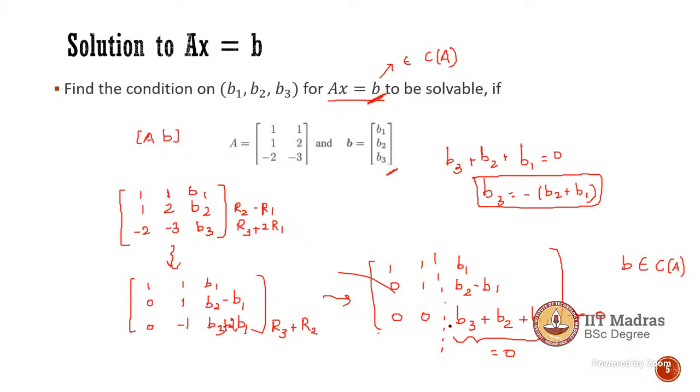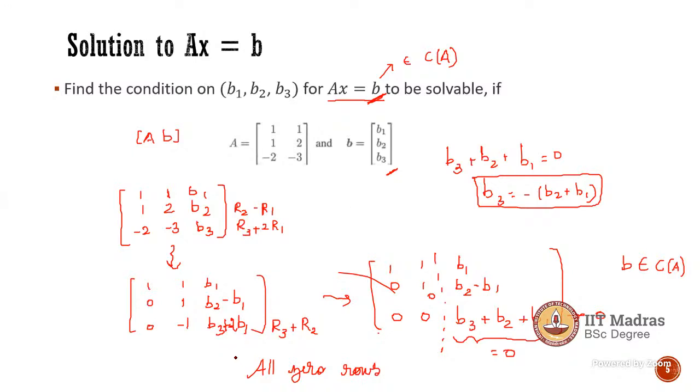At that time, we are trying to reduce this augmented matrix. In case there is an all-zero row here also, then you have two conditions: one is B2 minus B1 equal to 0, and this condition. The only thing is that we must get all-zero rows. That is your condition. Why do we know this? Because only then is it satisfiable that B is in the column space of the matrix A.